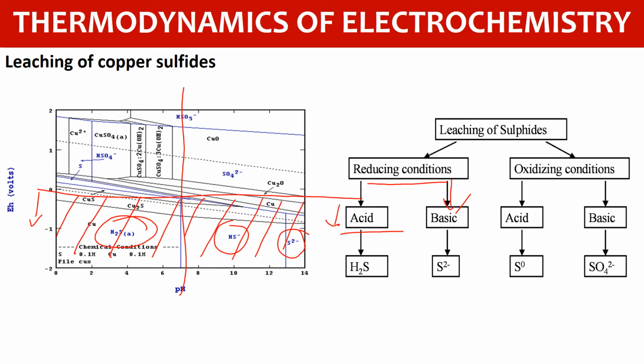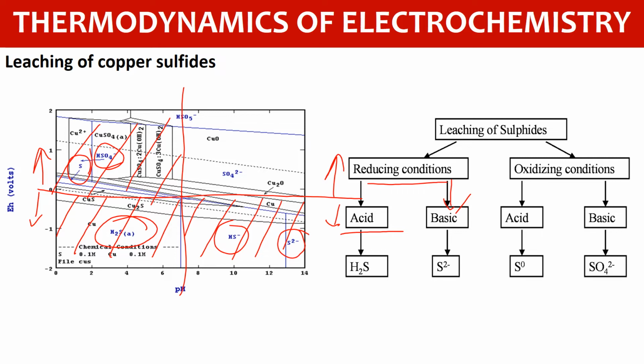How about maybe you decide you want to go to oxidizing conditions? It means that you are using a potential which is above zero. So if you use a potential above zero in acidic conditions, you're producing your S0 here, which is shown here, and also probably your HSO4 minus here. This is your acidic oxidizing conditions.